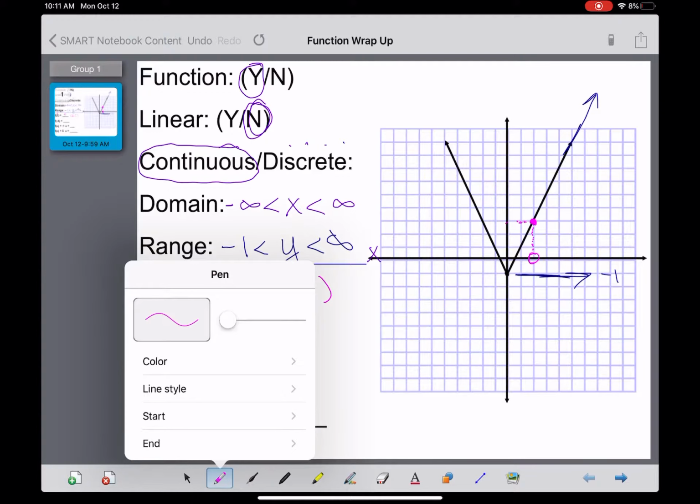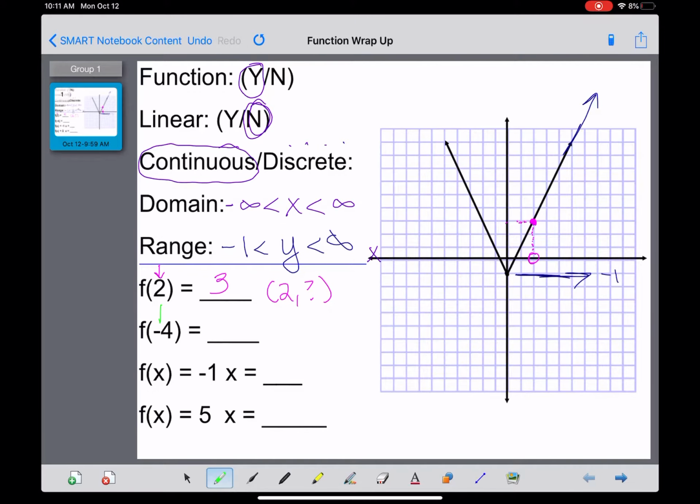I'm going to do the same thing for f of -4. So I'm going to go to -4 since this is my input or my x value. -1, -2, -3, -4. And I'm going to rise until I hit the relation or my graph, and then I'm going to see where it crosses the y-axis, and it crosses at 1, 2, 3, 4, 5, 6, 7. So when x is -4, my y value is 7.